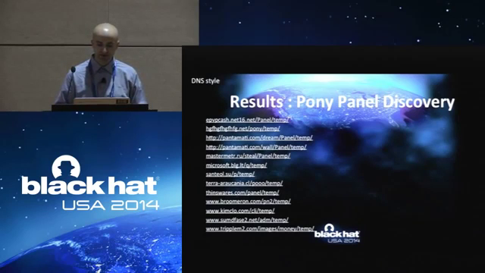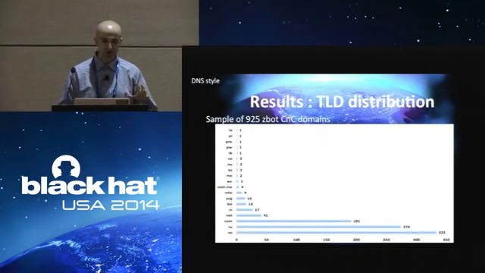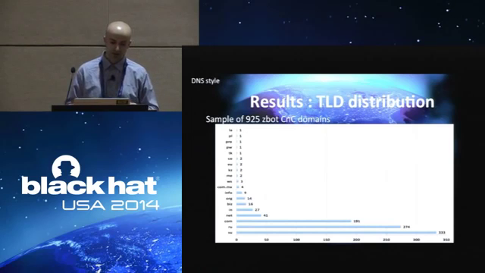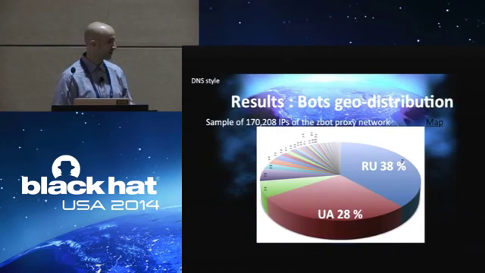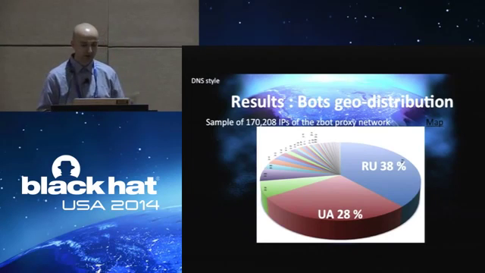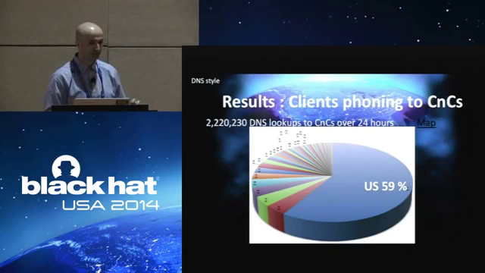Now, let's look at some stats about this fast flux proxy network. Taking a sample of around 900-plus domains, we saw that it was mainly using .ru and .su. .com also comes third. And if we looked at the IPs that are at the basis of the proxy network, we saw that the lion's share was in Russia and Ukraine. On the other end, if we wanted to look at the clients looking up these domains during 24 hours, the DNS lookups, they were mainly in the United States.